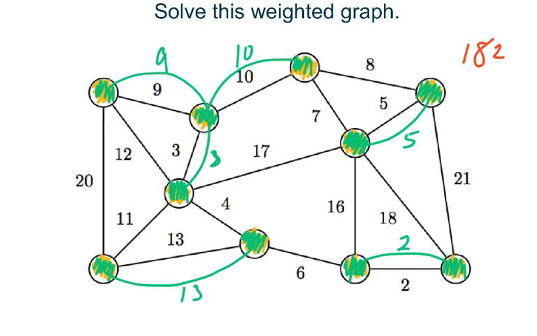And now we have to add up all those weights that we just added. And I get 42. And when we add 42 to our original 182, the solution to this weighted graph is 224.